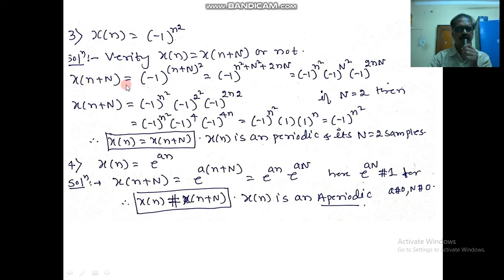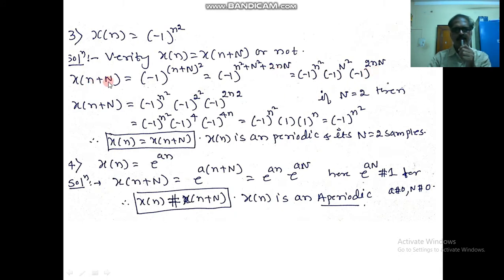X of n plus capital N equals (-1) to the power of (n plus capital N) whole square. Here a plus b whole square is a square plus b square plus 2ab, that is n square, capital N square, plus 2 into small n into capital N. So expanding this, (-1) to the power of n square, (-1) to the power of capital N square, (-1) to the power of 2n into capital N.